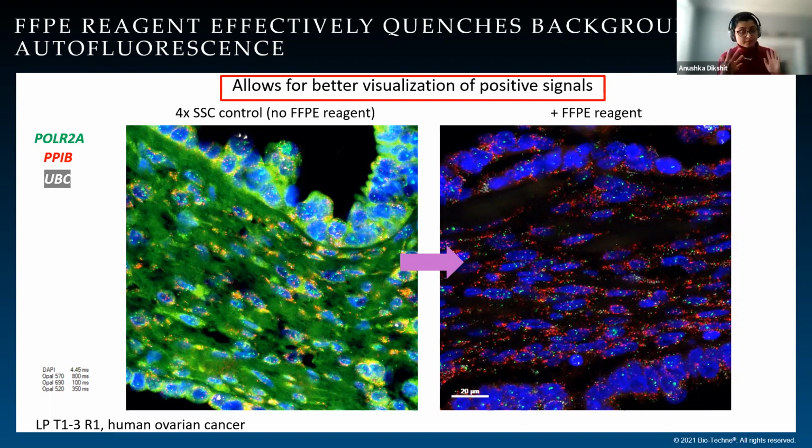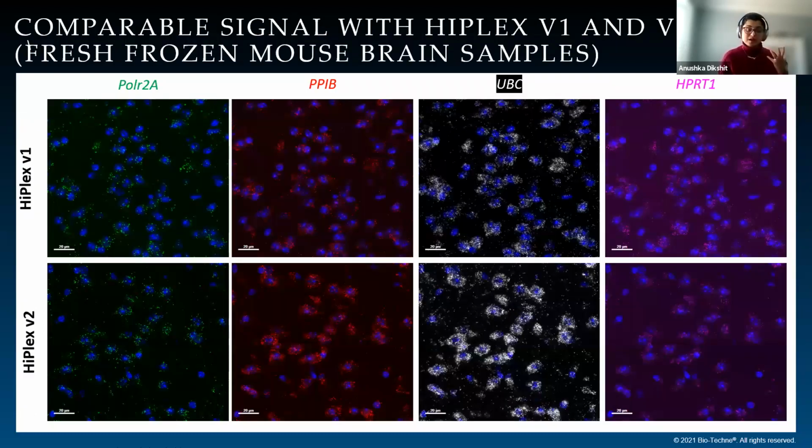But ultimately, the question we were getting was, how does this compare to the original HiPlex assay, which was our version 1? So we compared the performance between HiPlex version 1 and version 2 on some of these frozen brain sample tissues. And as you can see, the signals were very comparable between the two. We're not really seeing any performance differences. We are not compromising on signal quality by introducing this FFPE reagent.